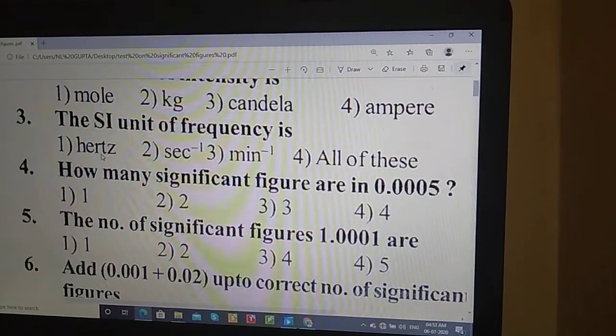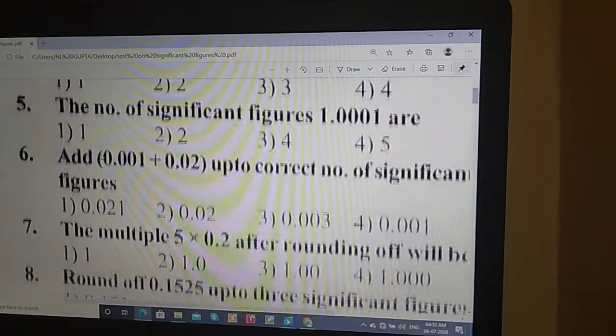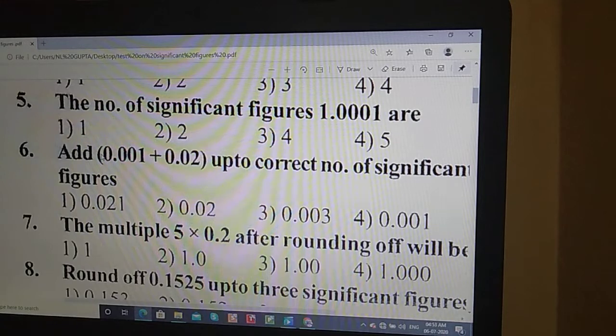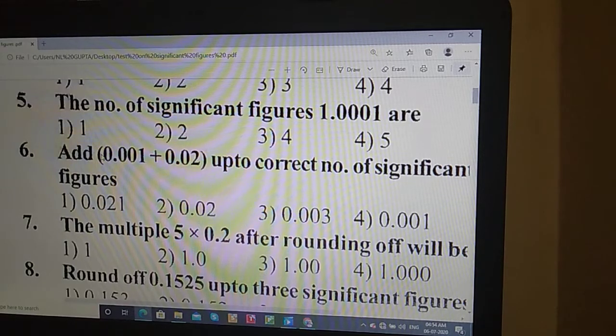Now let us go for question number 6, student. How can you solve question number 6? Come on the board, student, to understand question number 6. They are saying add 0.001 plus 0.002, 0.001 plus 0.02. This is the number, student, that we have to add.